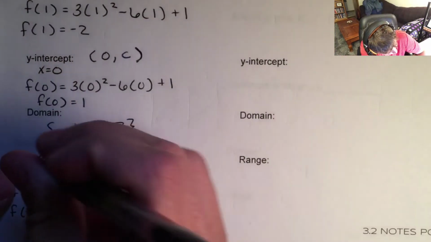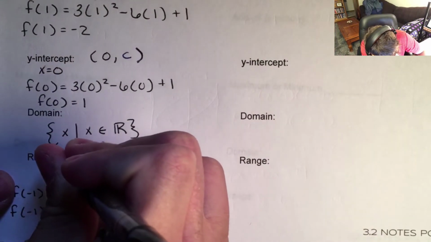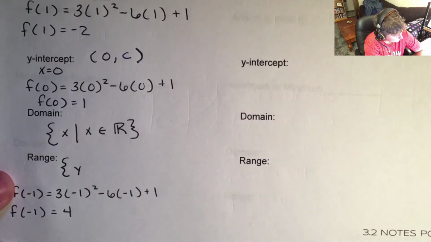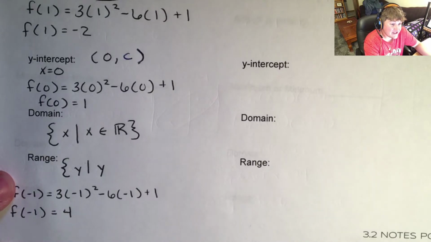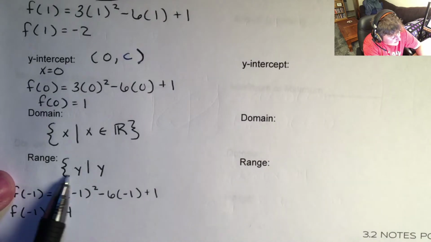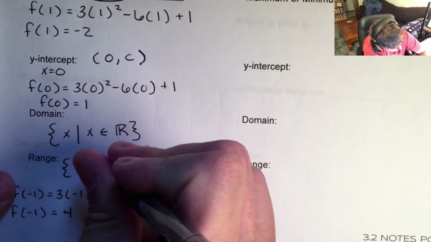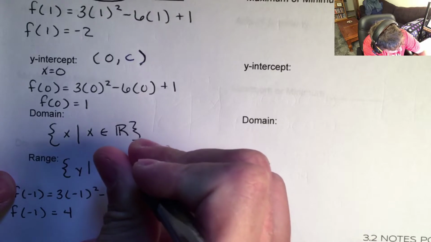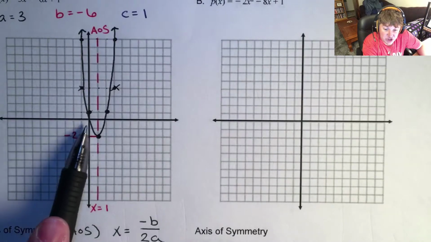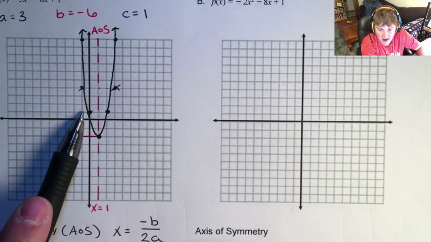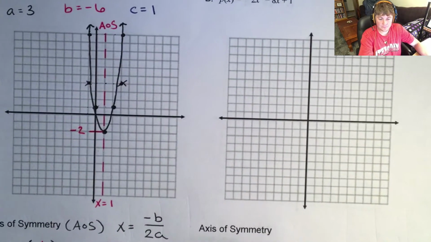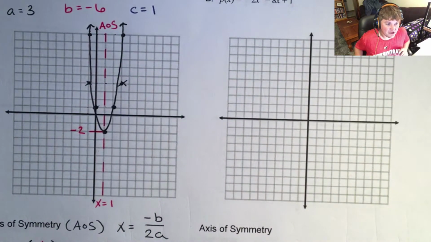My range is limited to the set of y values such that y is what? Well, y starts at -2 and it's all the values greater than that. So it's a set of y values as long as y is greater than or equal to -2. Because my graph starts at -2 and it's all greater than. All these y values on my graph are greater than. Okay, which is pretty good.